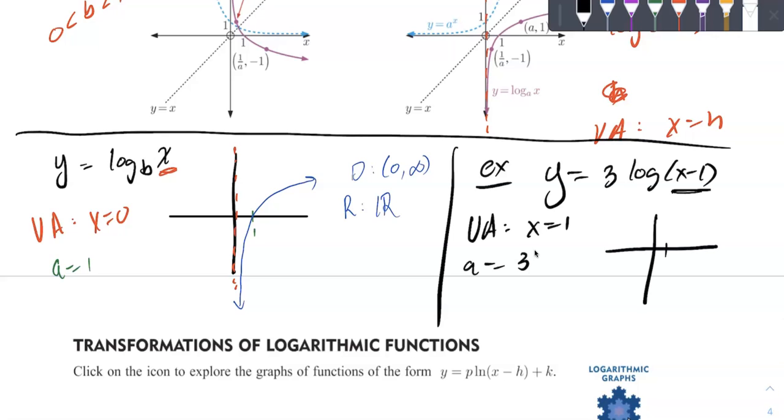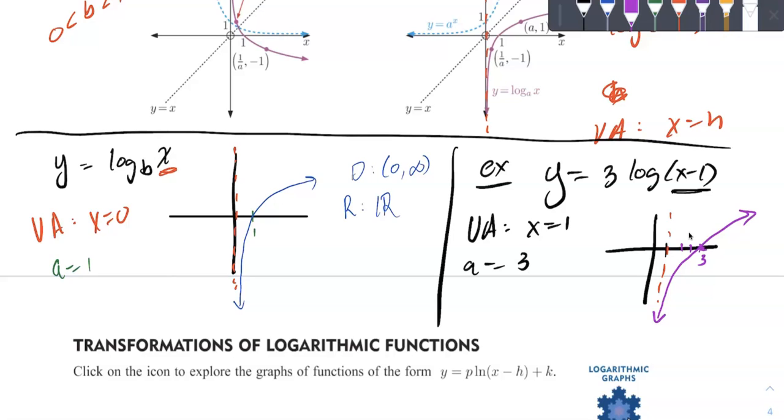So at 1 is my vertical asymptote, right there, and then 3 away. My a is, I think, 3, so I'm going to go 3 to the right of that to find my initial point. The graph just grows up.